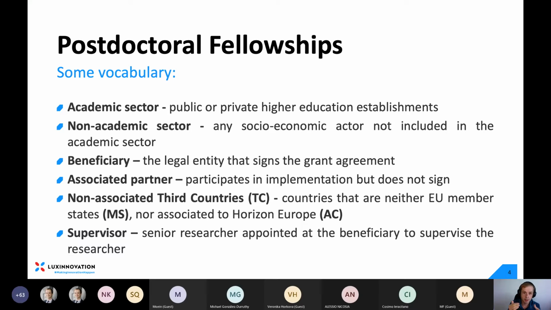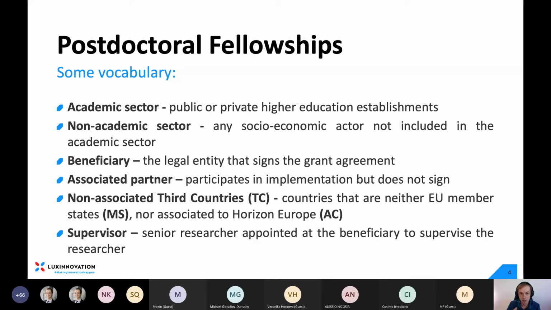Beneficiaries are, in this case, the host institution. So the beneficiary will be your one main host institution where you will spend the larger part of your fellowship. And that's also the entity that will sign the fellowship, that will have the contract with the European Commission. It's not directly you, the applicant, that has the contract. It's your host institution, the beneficiary. You have one beneficiary in the fellowship. Even if you do exchanges and secondments with other organizations, the beneficiary is the one main entry point.